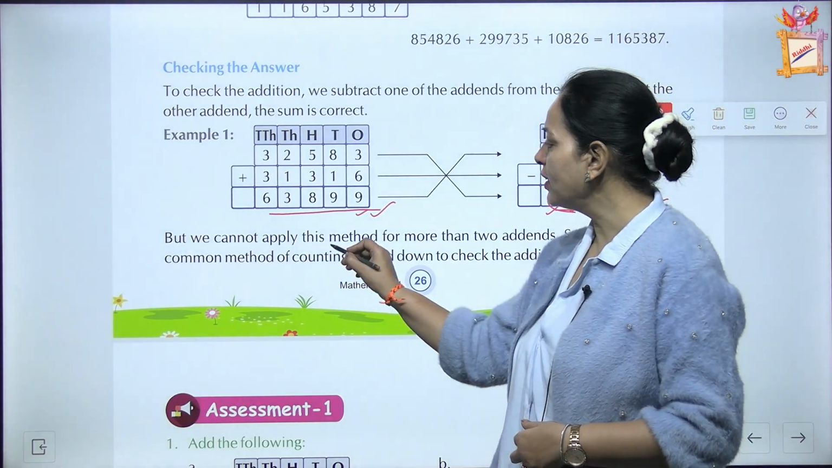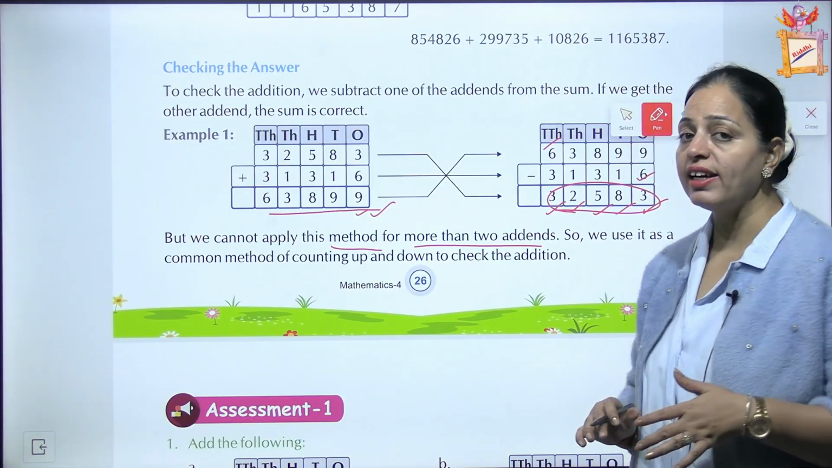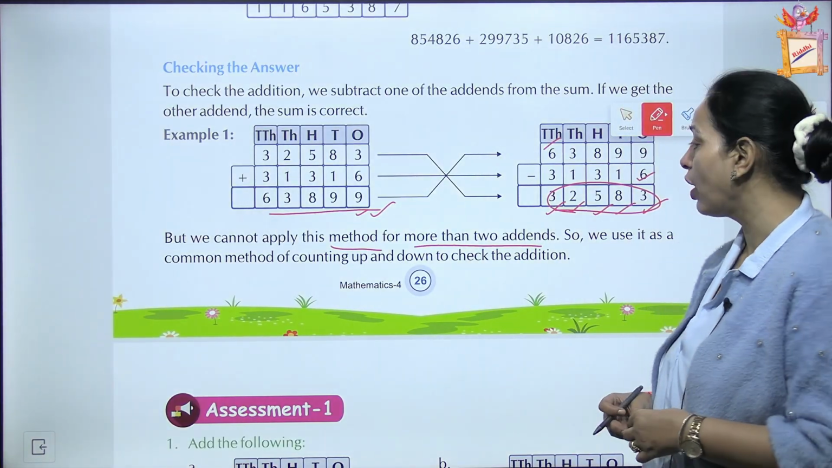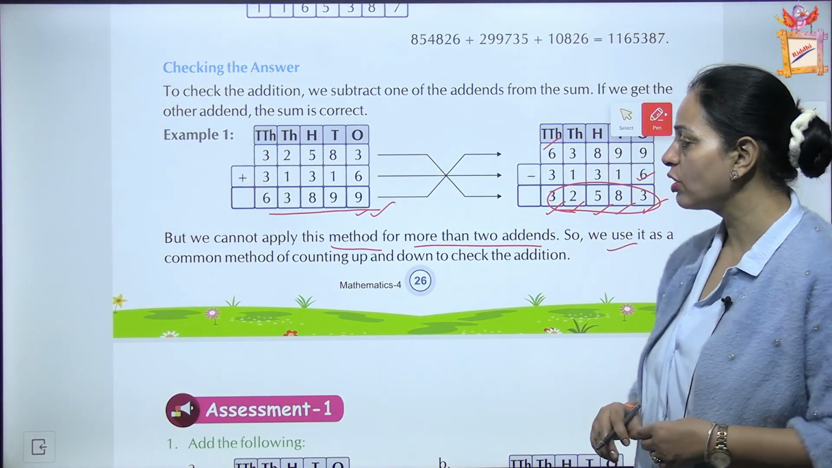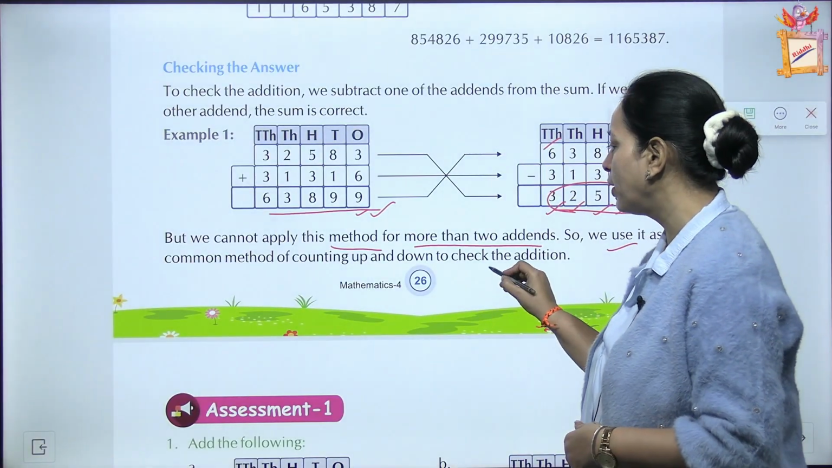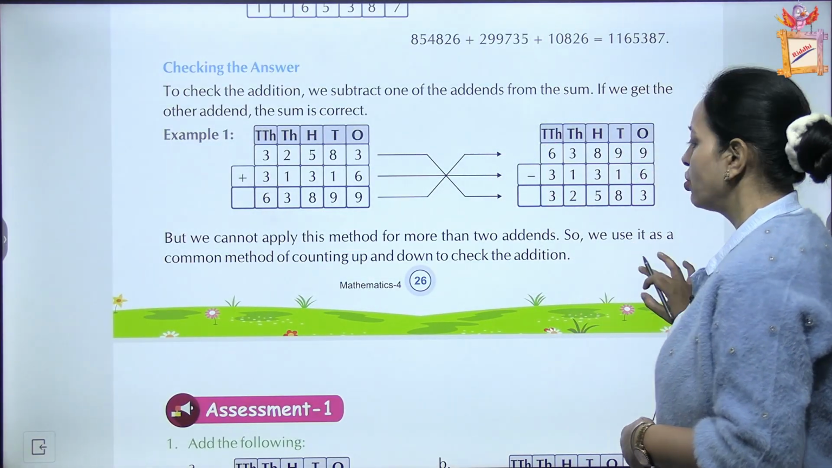But we cannot apply this method for more than 2 addends. लेकिन अगर 2 से ज़्यादा numbers हो जाएंगे, we can't do this. So we use it as a common method of counting up and down to check the addition, right?